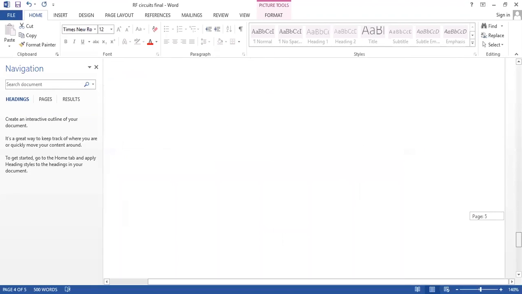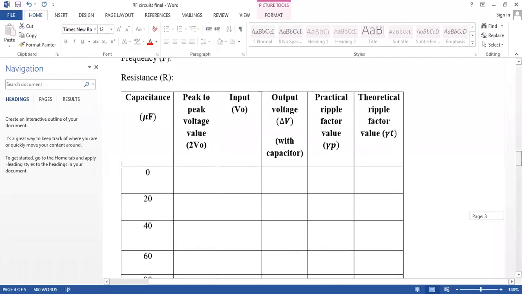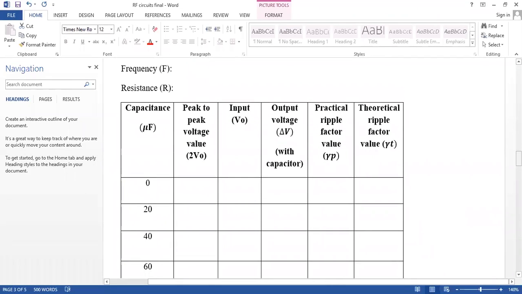You can change the capacitance value in the output waveform, and you can find the output voltage. And this one, 2 V naught, you can find the value from the input waveforms. The 2 V naught is the peak to peak voltage, V naught is the input voltage, that is half of the peak to peak voltage, and this one is the output voltage, and this one is the practical ripple value, the equation we have. So you can substitute there.